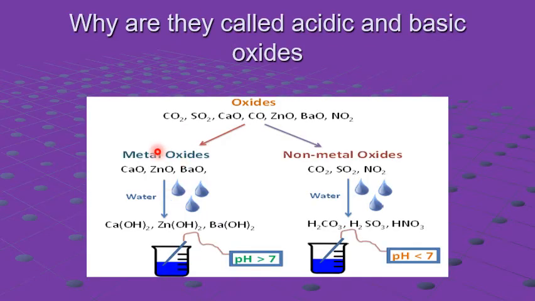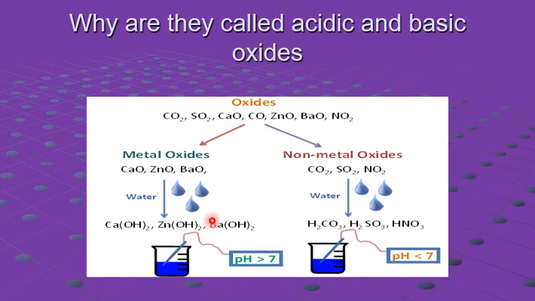So why do we call these acidic and basic oxides? I know you were wondering. We said that metal oxides are called basic oxides, and these are some of our examples. This is because when you put these metal oxides in water, they form hydroxides. Calcium oxide forms calcium hydroxide. Zinc oxide forms zinc hydroxide. Barium oxide forms barium hydroxide. And when we measured, the pH was greater than 7, which tells us that the pH is that of a base. So these metal oxides, when we put them in water, form a base, and that's why we call them basic oxides.